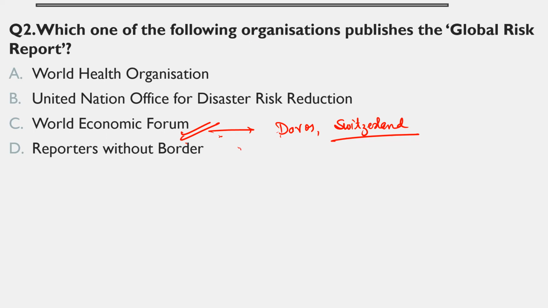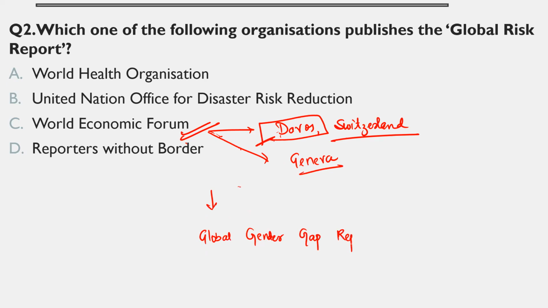Global risk is the possible occurrence of an event which would negatively impact a significant proportion. The World Economic Forum is a non-profit foundation established in Switzerland. The headquarters of the World Economic Forum is in Geneva, but the meeting is conducted annually in the Davos region. If I talk about some other reports published by the World Economic Forum, obviously there is one report which is known as the Global Gender Gap Report. Which report? Global Gender Gap. Okay, important point.